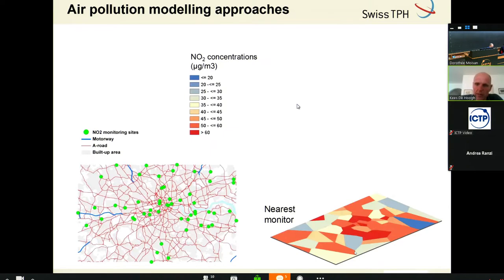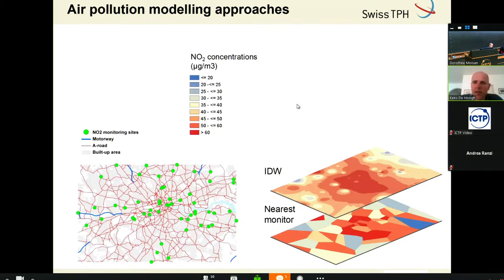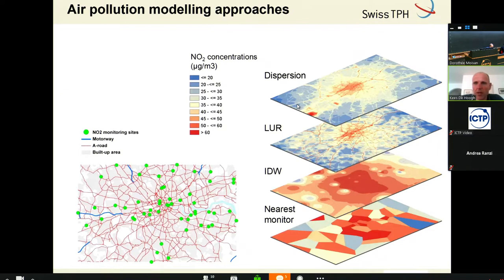And you all agree this doesn't look very realistic. So the next one would be inverse distance weighting. If we apply that to these monitoring sites, we get a concentration surface like this, already looking a little bit more realistic. Land use regression techniques, I will explain that in a minute, will give you a surface. Again, already a huge improvement, and dispersion modeling would give you a surface like this. So you can see from a very crude method of exposure assignment to one of the two most accurate ones, you can see the change in exposures.